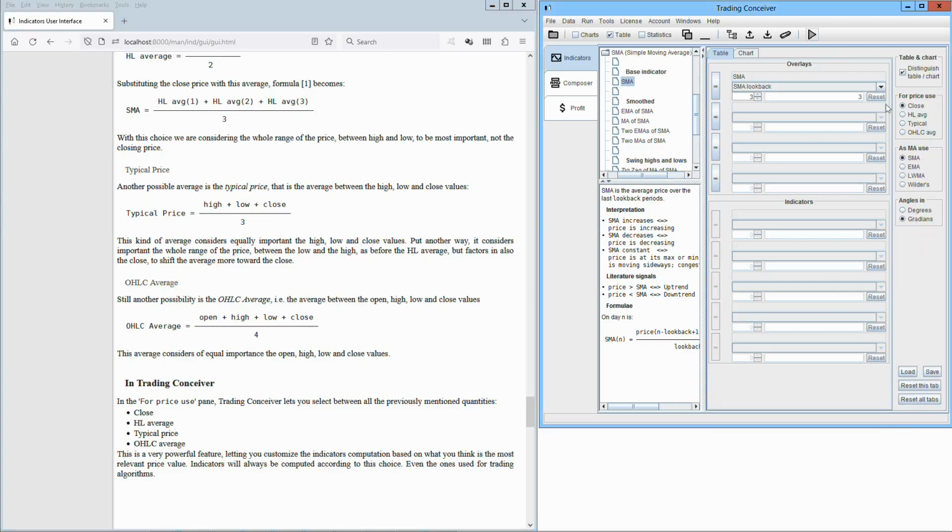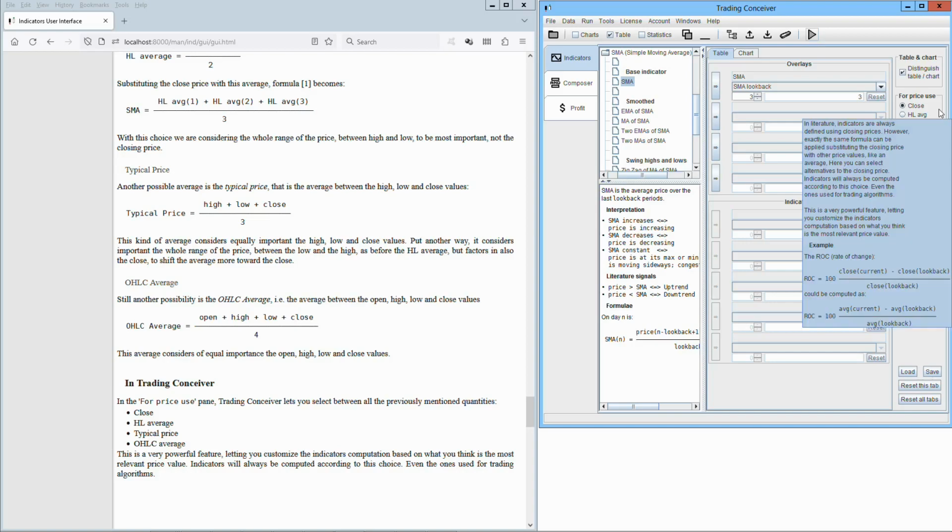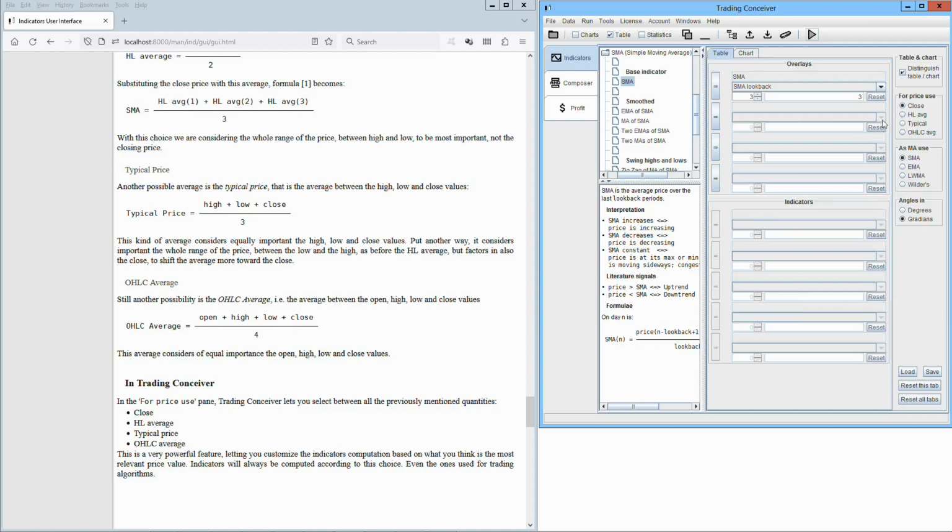In the For Price Use pane, Trading Conceiver lets you select between all the previously mentioned quantities: close, high-low average, typical price, OHLC average. This is a very powerful feature, letting you customize the indicator's computation based on what you think is the most relevant price value. Indicators will always be computed according to this choice, even the ones used for trading algorithms.